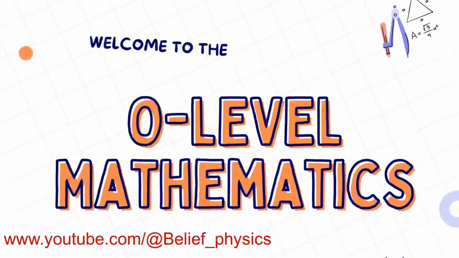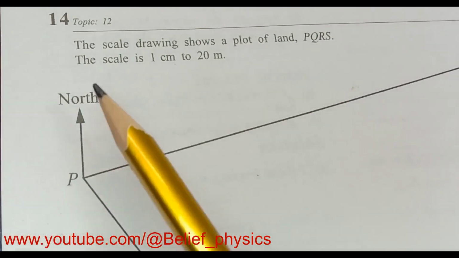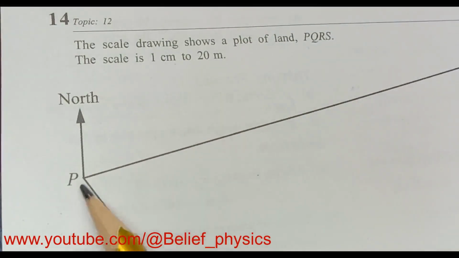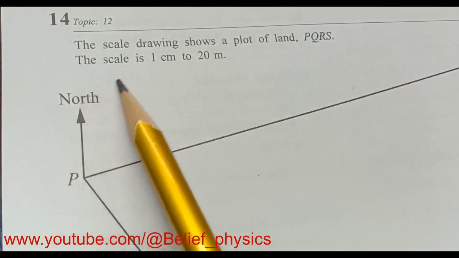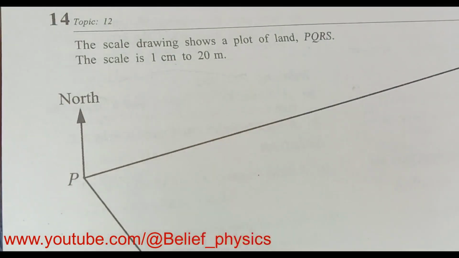So number 14 from paper 1, November 2022. The question is, the scale drawing shows a plot of land PQRS. This is PQRS. This is the plot showing. The scale is 1 centimeter to 20 meter. It means 1 centimeter on the diagram represents 20 meter in actual.